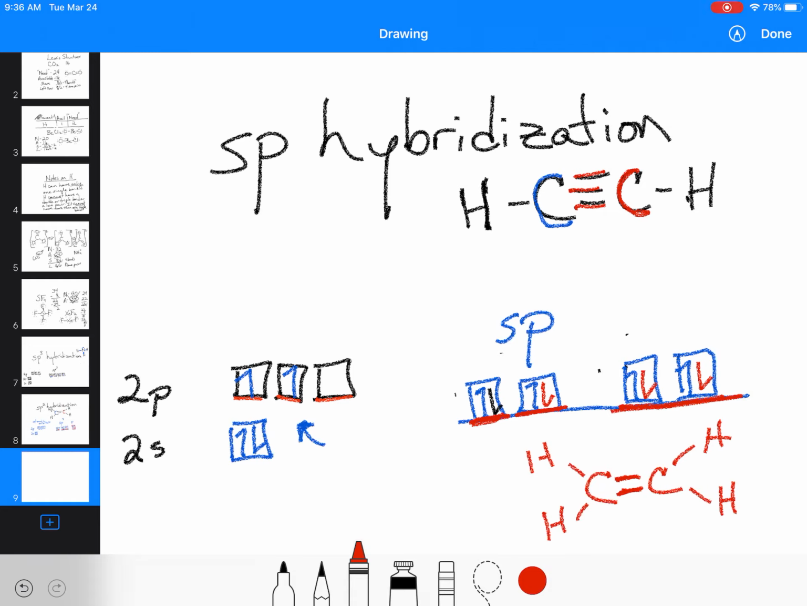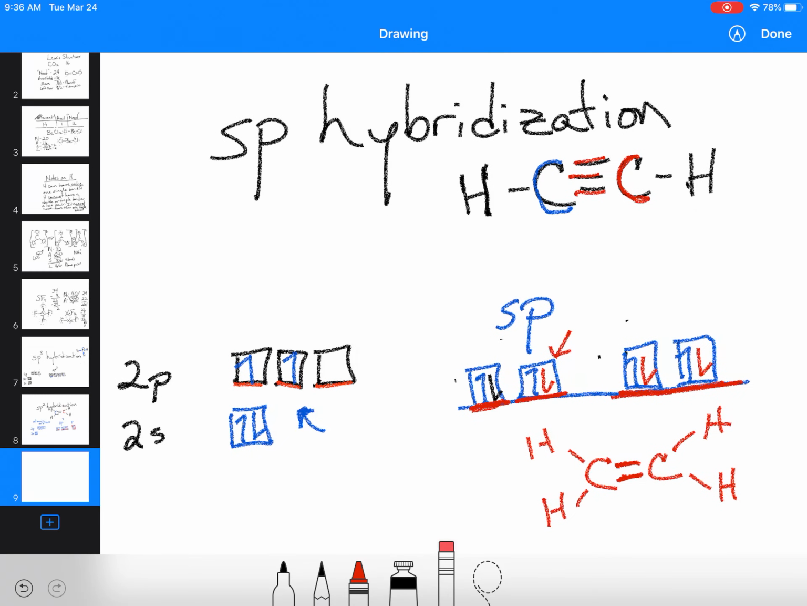What we're going to learn is that single bonds, like the original single bond here, are considered sigma bonds. That's supposed to be a lowercase sigma. I think it looks more like a lowercase delta. Let me try to make a sigma. That is a lowercase Greek letter sigma.